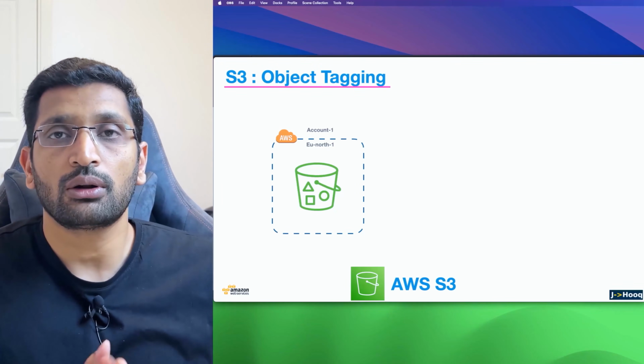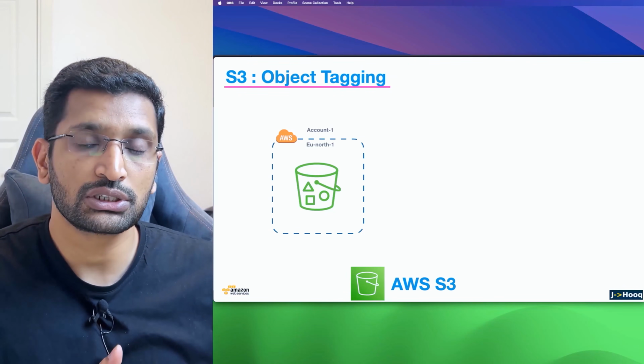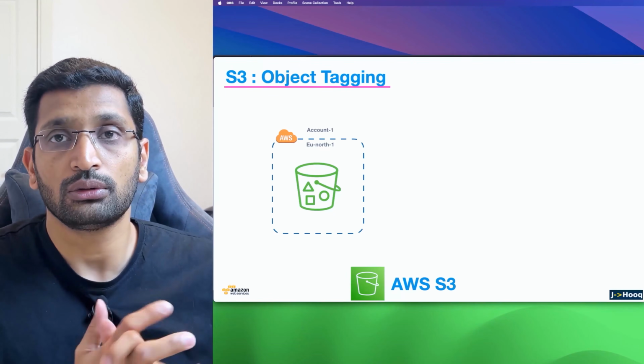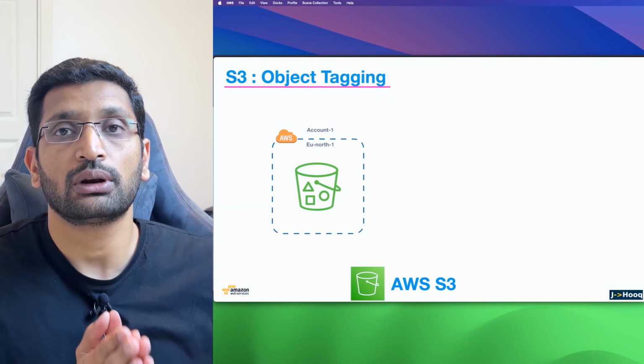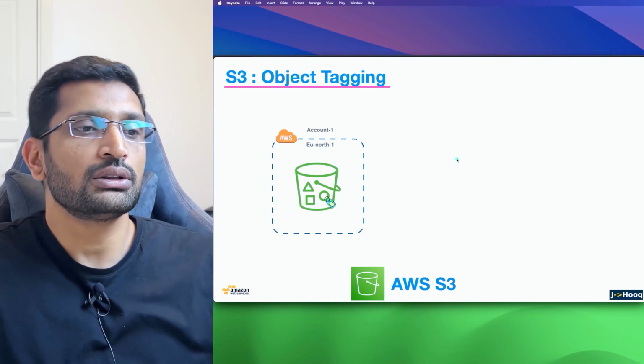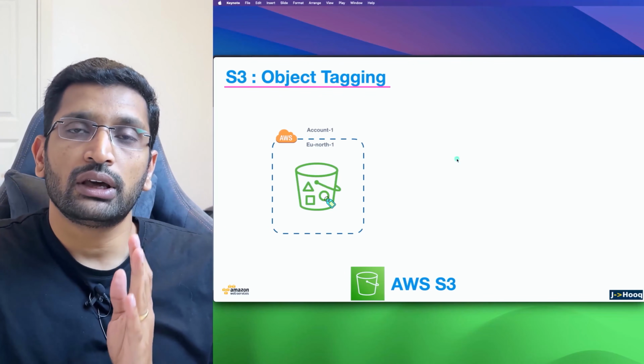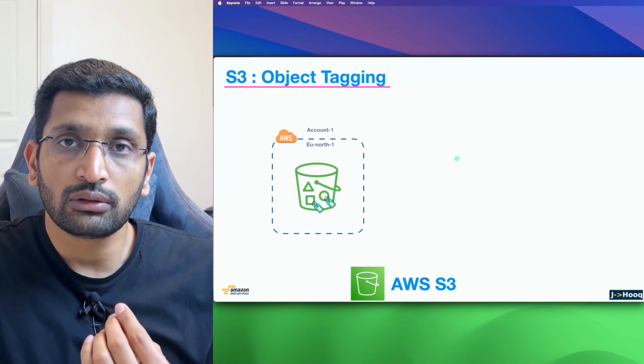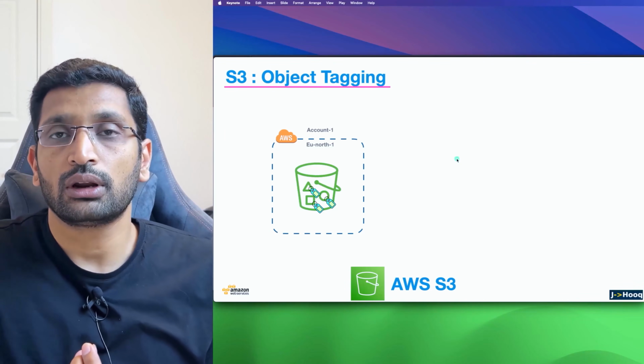So in this session, we are going to talk about object tagging, which can be done on the objects present inside your S3 bucket. Here on the screen, you can see you can create various tags on all the objects present in your S3 bucket.